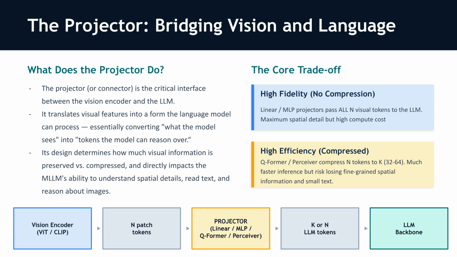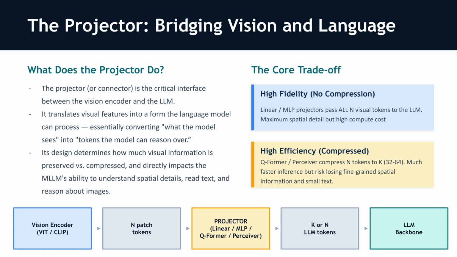The projector, or connector, is arguably the most underappreciated but critical component in the MLLM pipeline. Its job is to translate visual features from the vision encoder into a form the language model can process. Think of it as converting what the model sees into tokens the model can reason over. The design of the projector determines a fundamental trade-off between fidelity and efficiency.